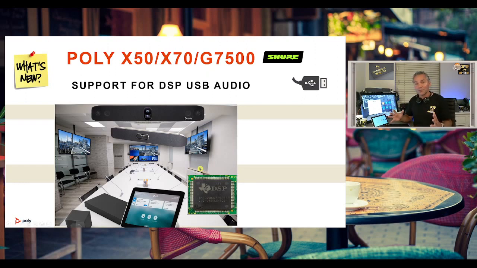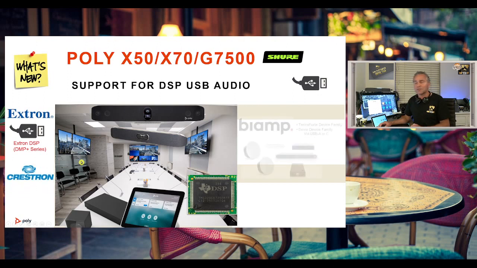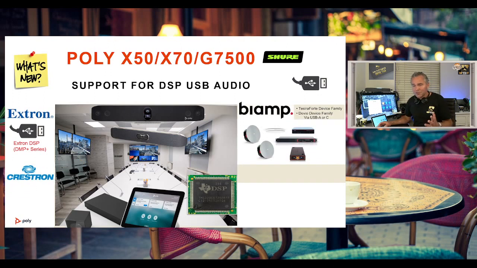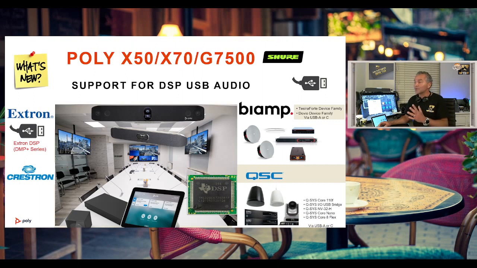Now let's continue, because we got a lot of exciting stuff going on in the 3.11. We got additional support for external DSP USB audio. So we already had support for room control, Extron and Crestron. We added earlier the Shure integration with the P300, and now in the 3.11 we also have official support for Biamp and for QSC. You see specifically the Tesira Forté device family and the Devio device family, and that's very important. Similar with QSC, we got the QSC Core and different other devices which are tested and are working properly. So these are officially supported now.